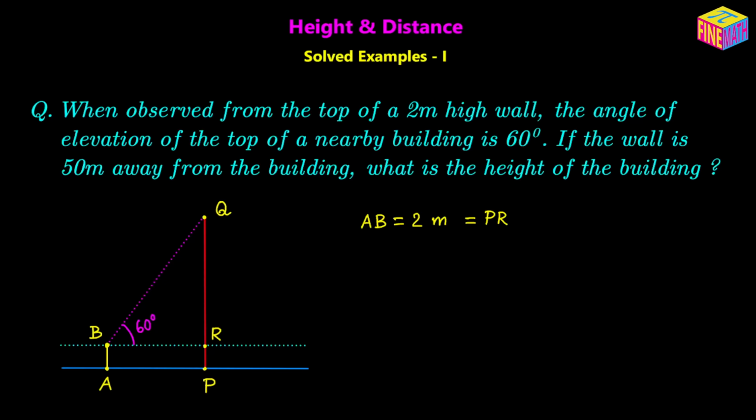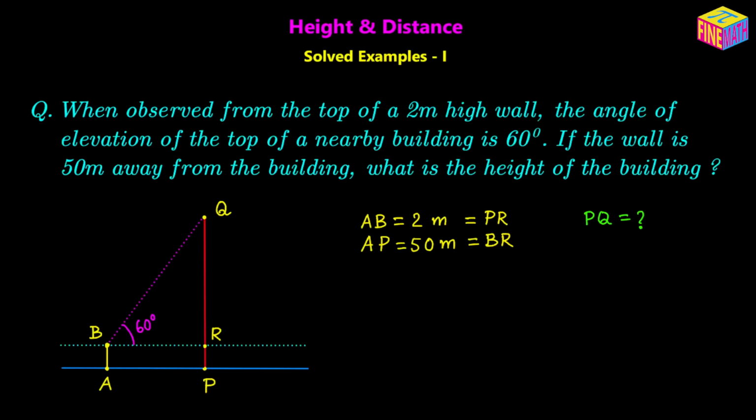And the other piece of information that has been provided is the distance between the wall and the building, which has been provided as 50 meters. So essentially AP will be equal to 50 meter, and similarly, since APRB is a rectangle, BR will also be equal to AP, which is equal to 50 meter. And in this question, we have to calculate the length of PQ, which is essentially the height of the building.